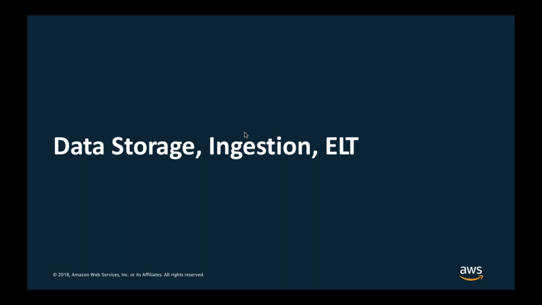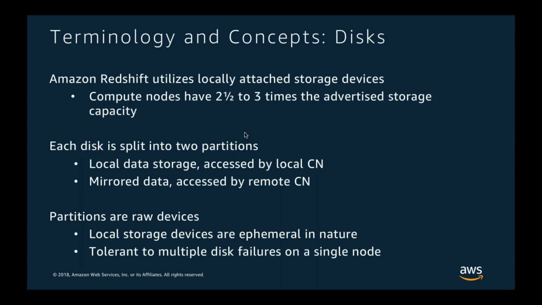Okay, so before we jump into ingestion and ELT best practices, some quick notes on the underlying storage and how it really works in the system, right? When you spin up a cluster, you choose the node type or the instance type. We advertise the storage capacity for the particular instance type. For example, DC2.large has 160 GB of storage. That's the storage that as a customer you get to store data. That's your actual effective storage space that you can use to store your data. And with compression, obviously you can store more data as well.